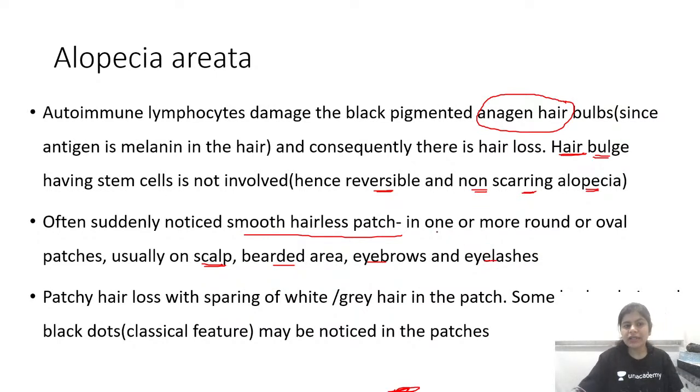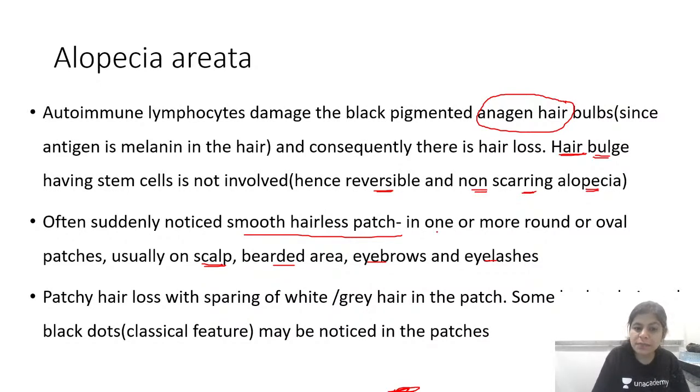So alopecia areata can technically involve anywhere on the body. It can be present anywhere on the body. You see it on the scalp, eyebrows, eyelashes, mustache area, beard area, and body hair may also be involved. There is often a smooth hairless patch in one or more round or oval patches, usually on the scalp, beard area, eyebrows, and eyelashes.